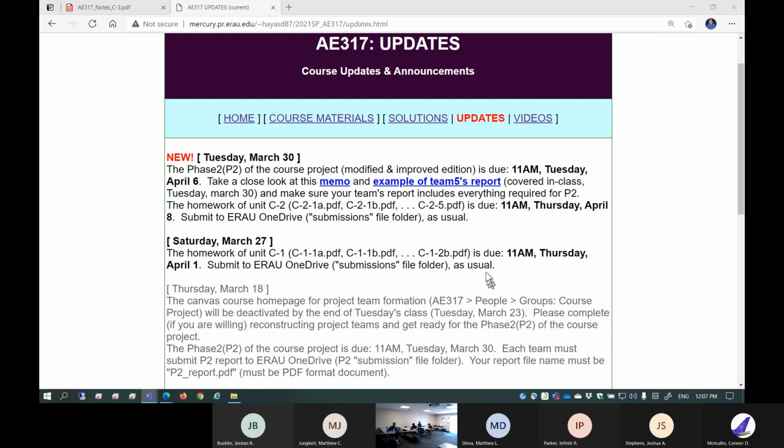So again, updates. So modified and improved edition, 11 a.m. Tuesday, April 6th. Now, of course, phase 2 is going to be the conclusion of your aerodynamic design. So the next phase, phase 3, is based on your decision. In other words, airplane design is pretty much done. Based on that design, you're going to compute your performance.